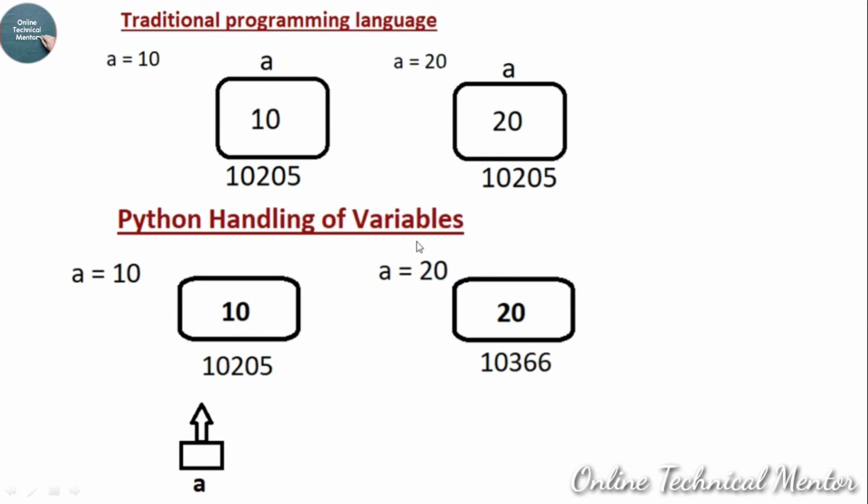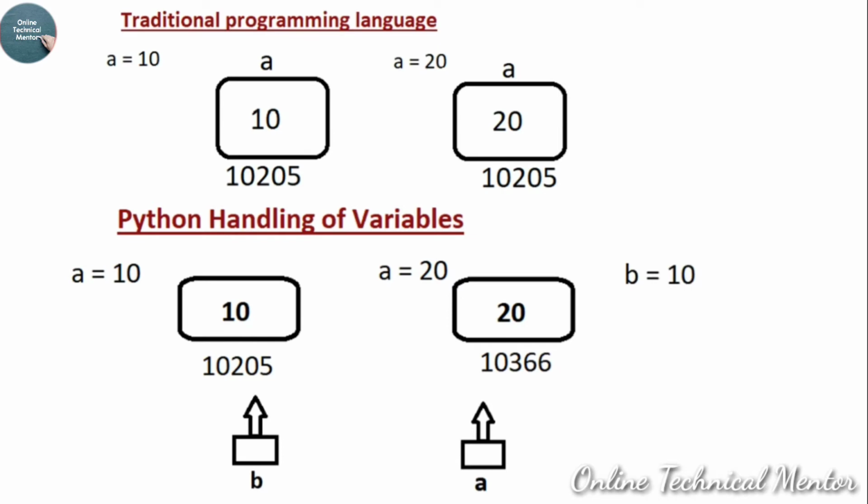Now, when you are assigning a equal to 20, that means 20 is a different value and it will be stored in some other, different memory location. Suppose its address is 10366 and now a will point to that memory location. That means a is now referring to 20. Again, when you are assigning b equal to 10, since 10 already exists within the memory, a new variable b will be created, but no separate memory location will be allocated for this variable. So b will now point to the existing 10.